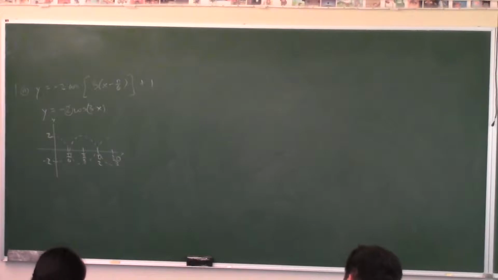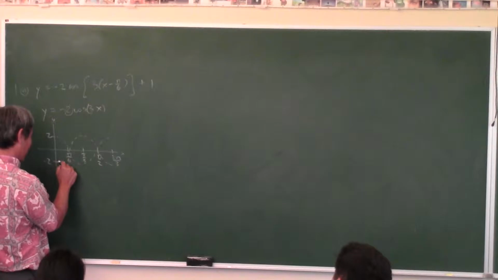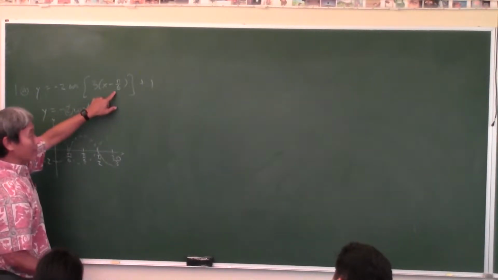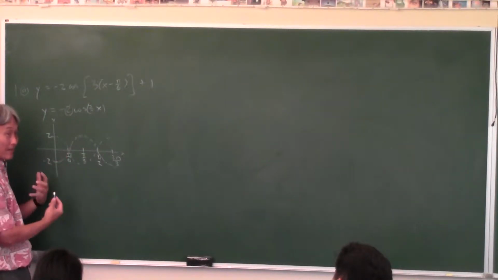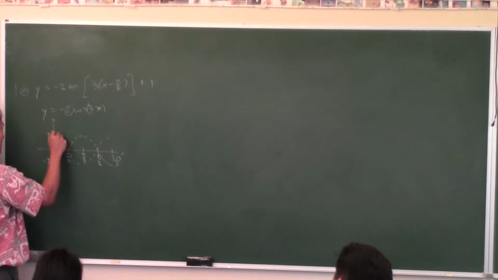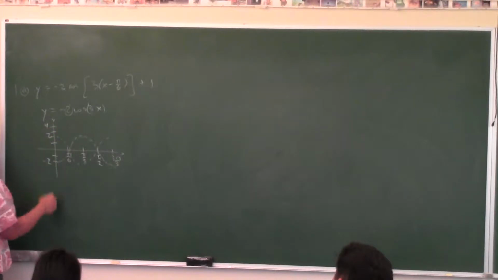Now, I'm not requiring you to do that, but when I ask the later questions, it's going to be better if you do. So now, this is the graph right here. Now you shift it pi over 6 to the right, which is one hash mark. See how I make mine come out nice? And 1 up. So everything should go 1 up.